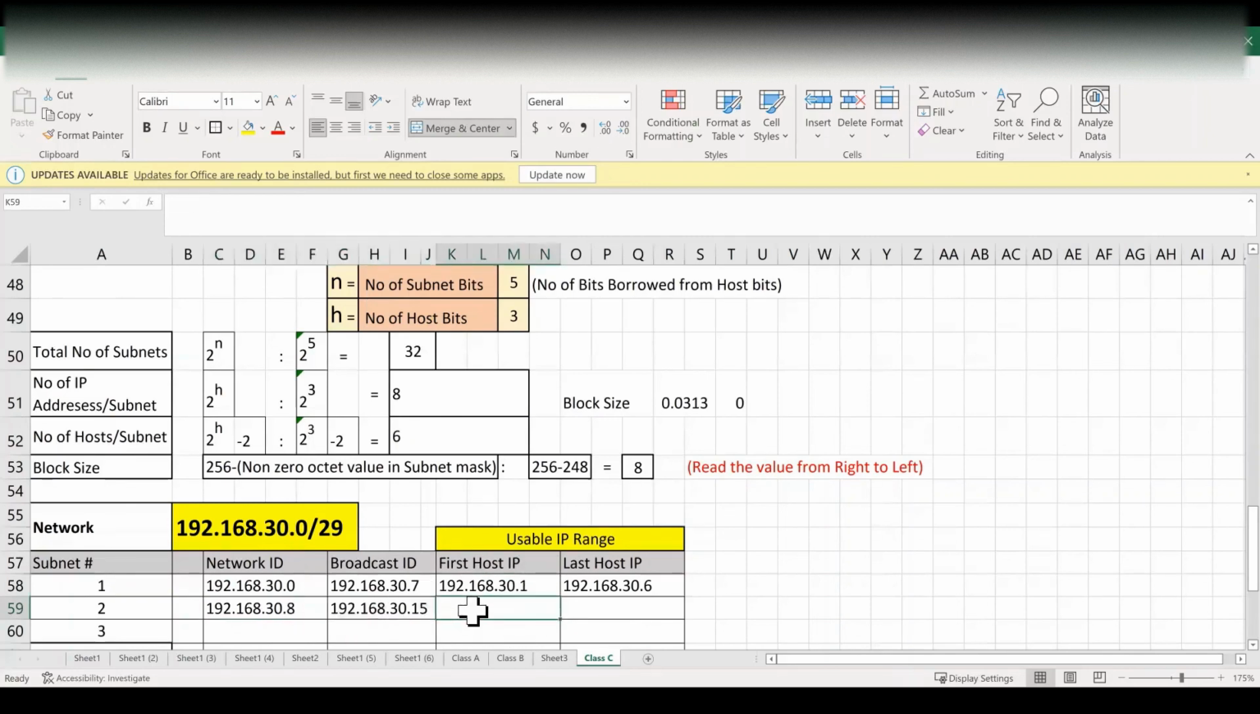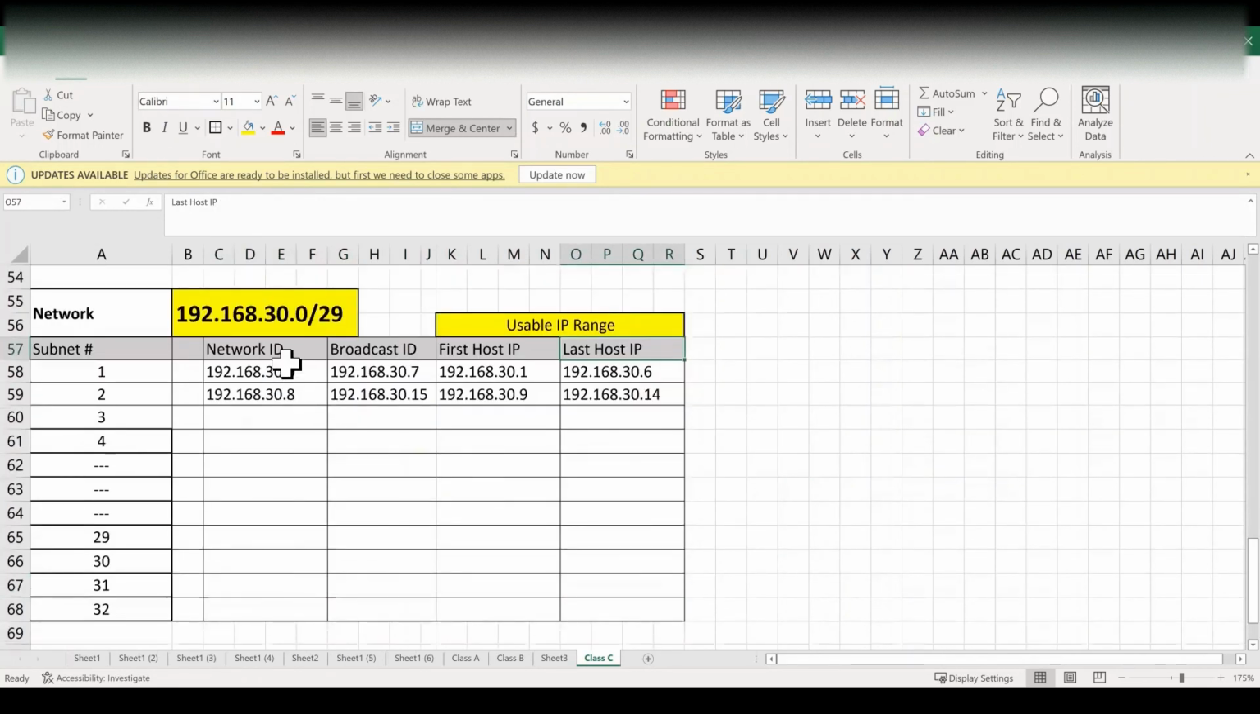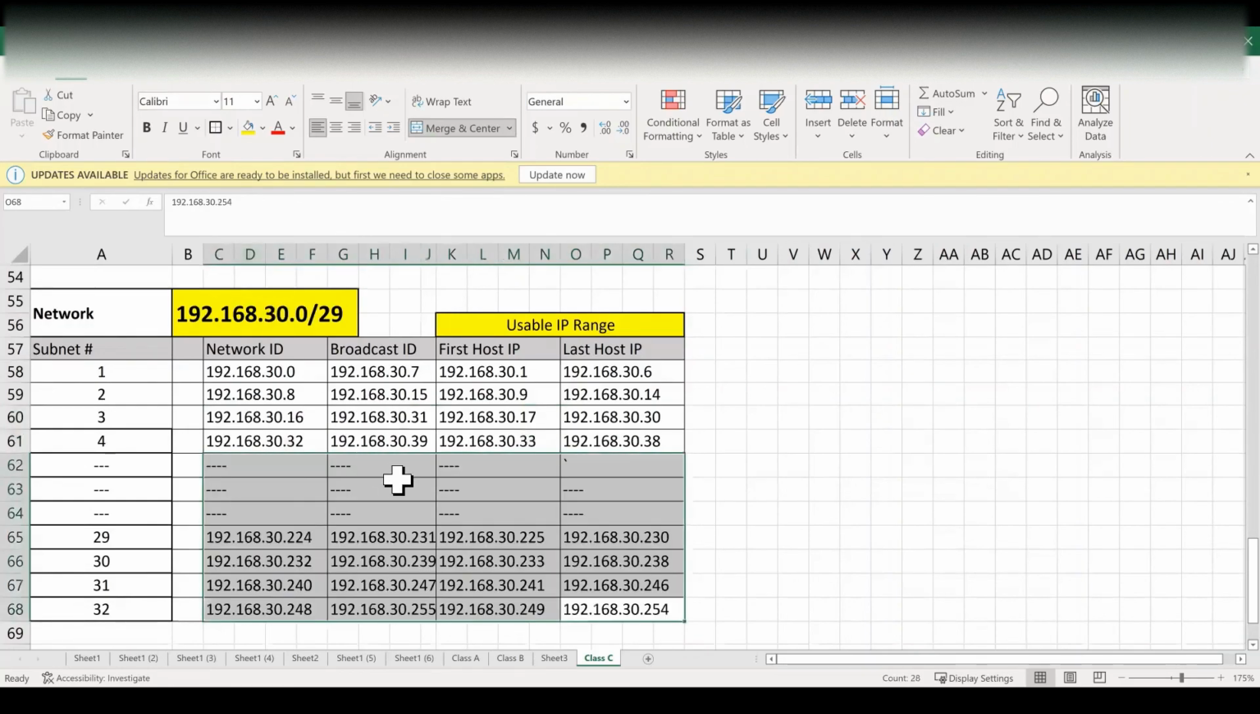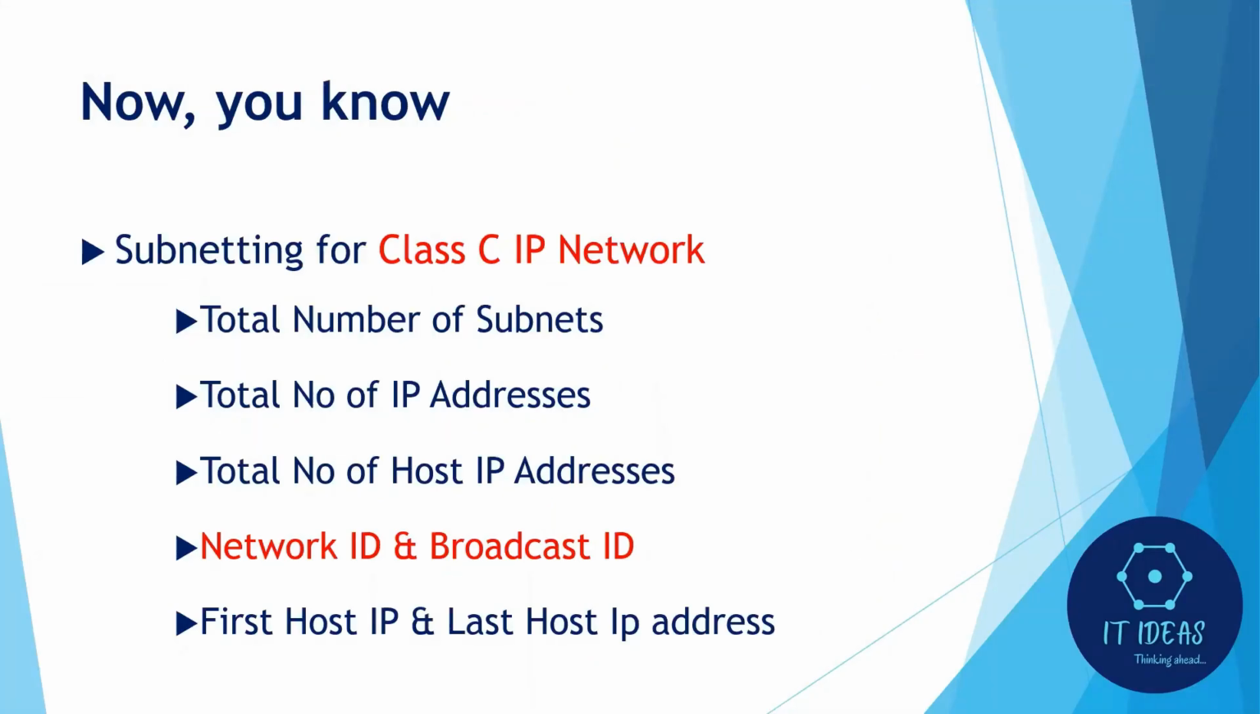The usable IP addresses lie between the network ID and broadcast ID. The first host IP address is the next IP address of the network ID. So 30.8 is our network ID, and the next IP address is 30.9. Our last host IP address is the previous IP address of our broadcast ID. Our broadcast ID is 30.15, so the previous IP address is 30.14. That is our last host IP address. The same way we have to find the network ID, broadcast ID, first host IP address, and last host IP address for every subnet. So far we have seen how to do subnetting for a Class C IP network.